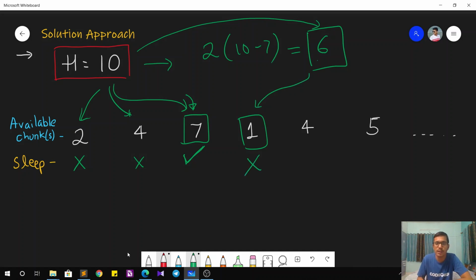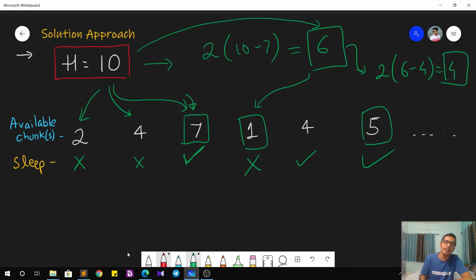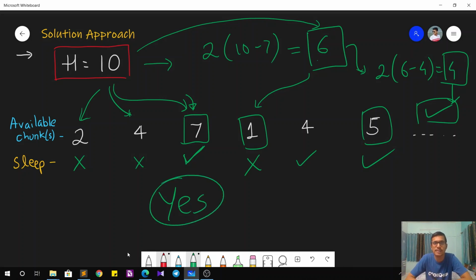Again, for 4, I will take this one. Now what will be the new value? The new value will be twice of 6 minus 4, and that is again 4. So now my remaining value of h is 4, and then my next chunk is of size 5. So I'll sleep and the total quota is finished. That is, I can complete my total sleep. So my answer is yes. That is, on the next day I will be fresh for work.